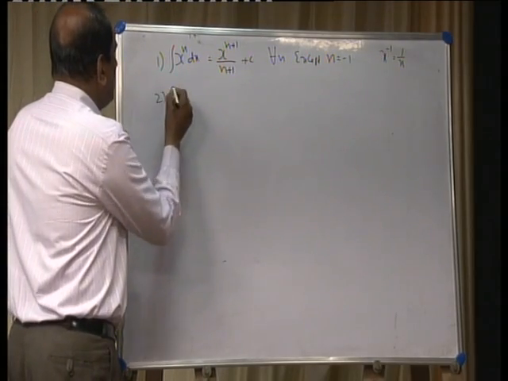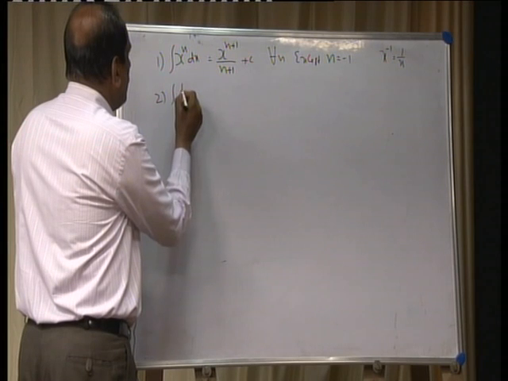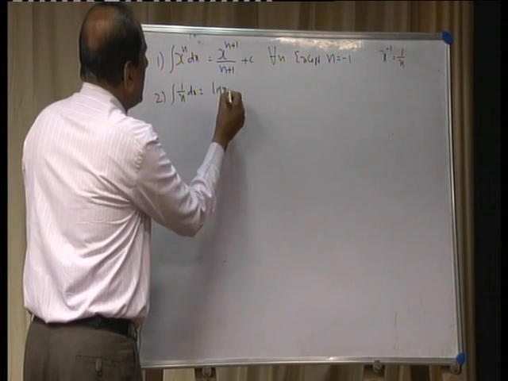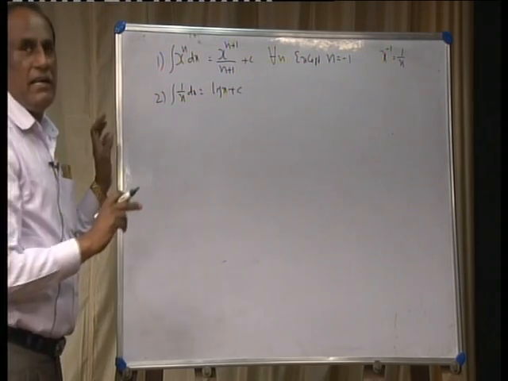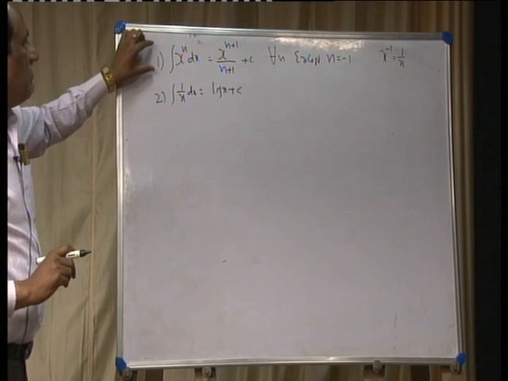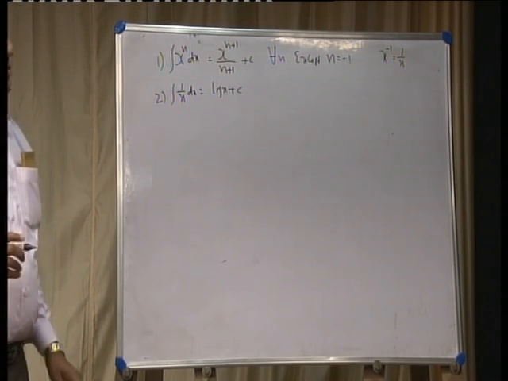So second one, integration of 1 by x dx is equal to log x plus c. Only for n equal to minus 1 the second result holds good. For all other values of n, the first result holds good.